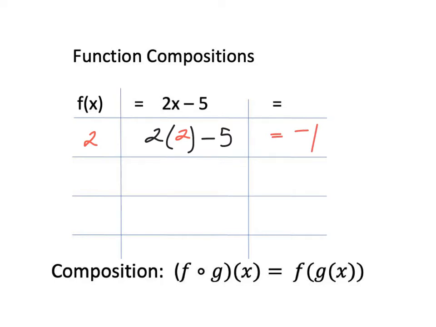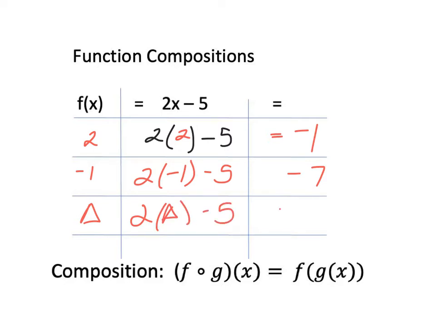We can plug in negative values, like f of negative 1 would be 2 times negative 1 minus 5, which would be negative 2 minus 5, which is negative 7. We can plug in other letters. We can plug in Greek letters. We could plug in the letter delta. 2 times delta minus 5 is just 2 times delta minus 5.